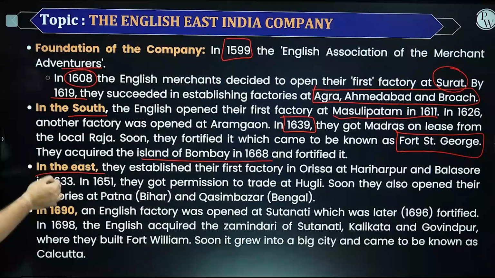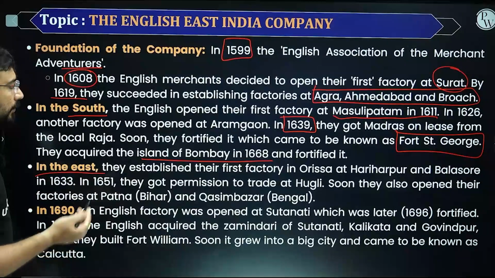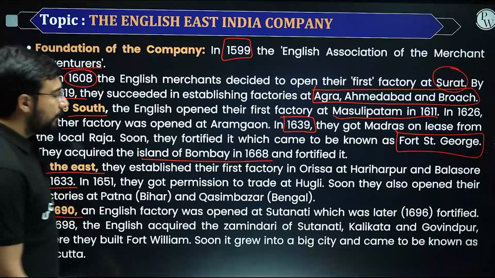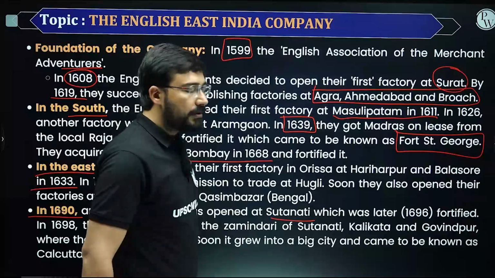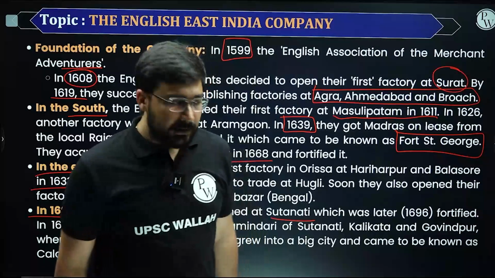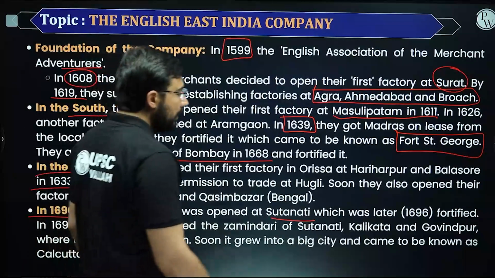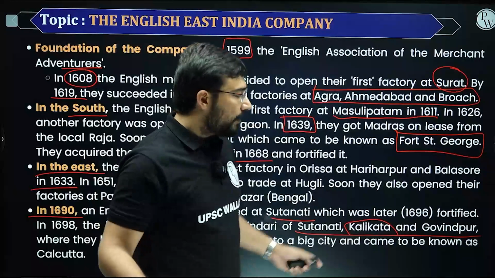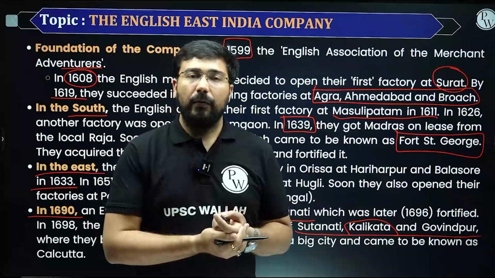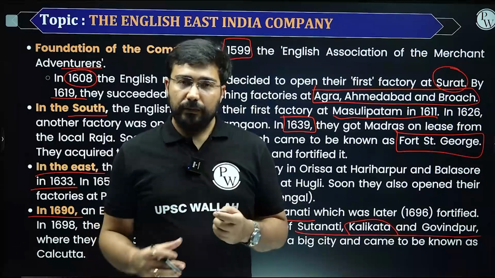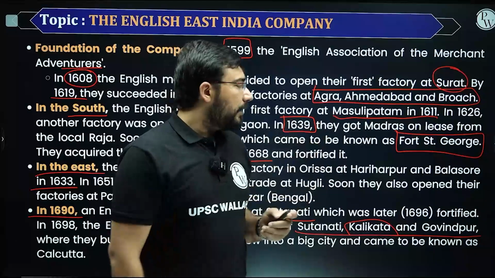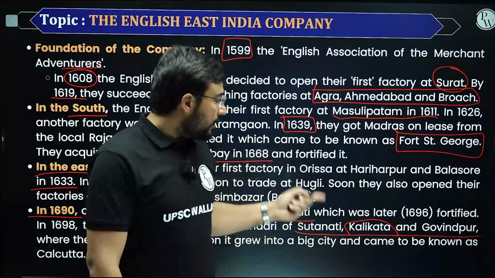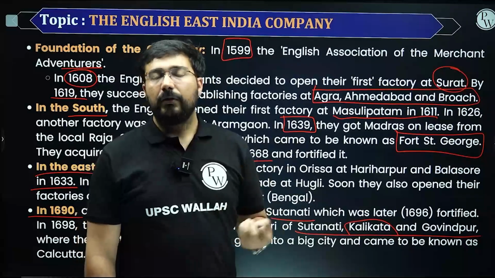In the east, the company was able to open its factory at Hariharpur, Balasore by 1633. Then in 1690, they opened their factory at what is known as Sutanati in the region of Bengal. Later on, they got the Diwani, okay, of three areas: Sutanati, Kalikata and Govindpur. Can you see the word Kalikata? Okay, and these three were merged, and this is how Calcutta was created. The first major province where they made their entry was Madras, from a future point of view. Second, it was Bombay, and the last one was Calcutta, or the region of Bengal.